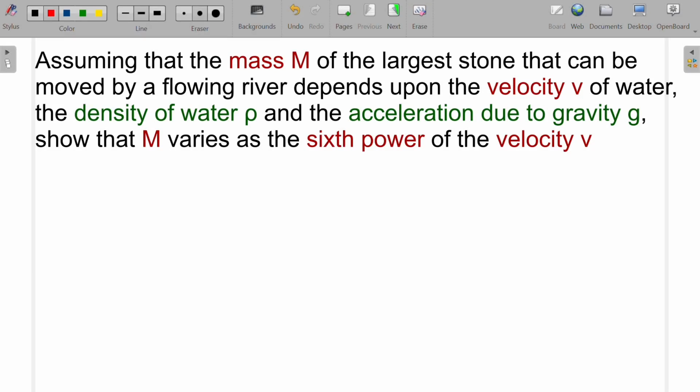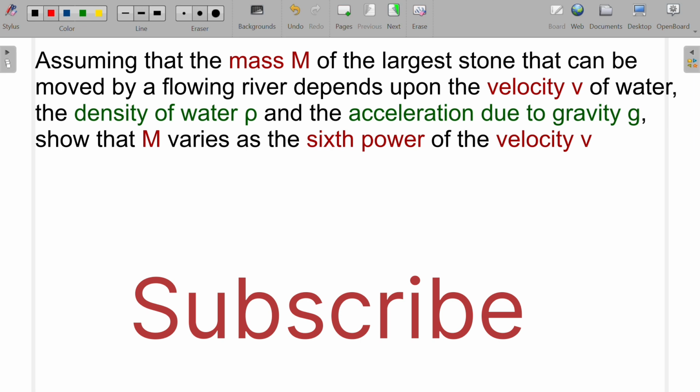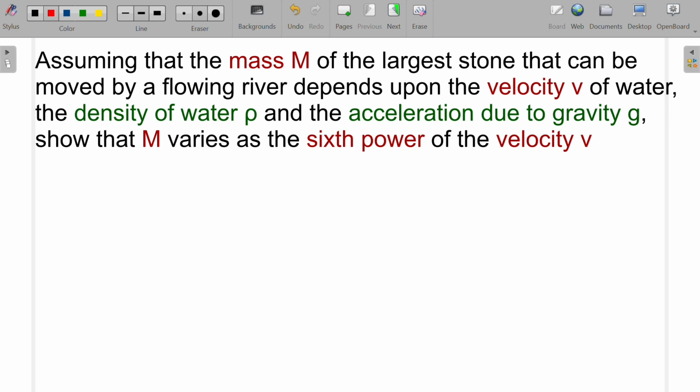Hello viewers, so I have this question that says, assuming that the mass of the largest stone that can be moved by a flowing river depends upon the velocity of water, the density of water, and acceleration due to gravity g, show that m varies as the sixth power of the velocity v. Alright, so this question is under dimensional analysis.